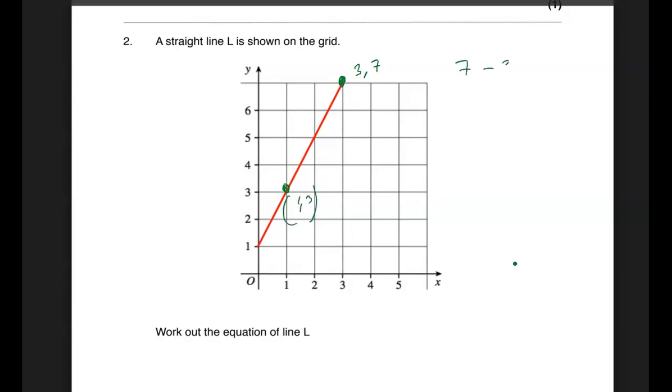7 minus 3 divided by 3 minus 1. 7 minus 3 is 4. 4 divided by 2 is 2. So gradient for this one is 2. So it's going to be m equals 2. There was the y-intercept, 1. C equals 1. So it's going to be what? Y equals 2x plus 1.